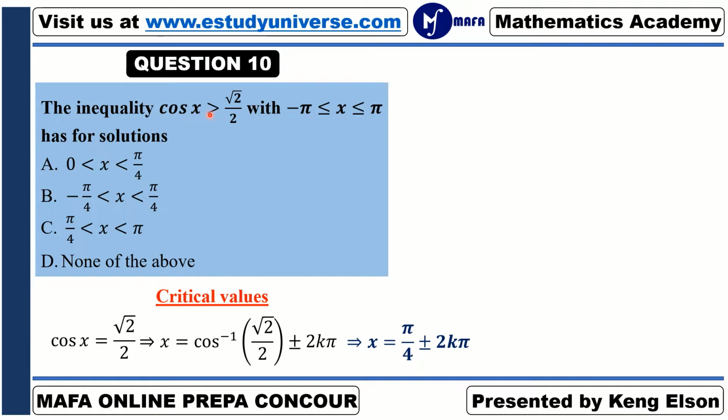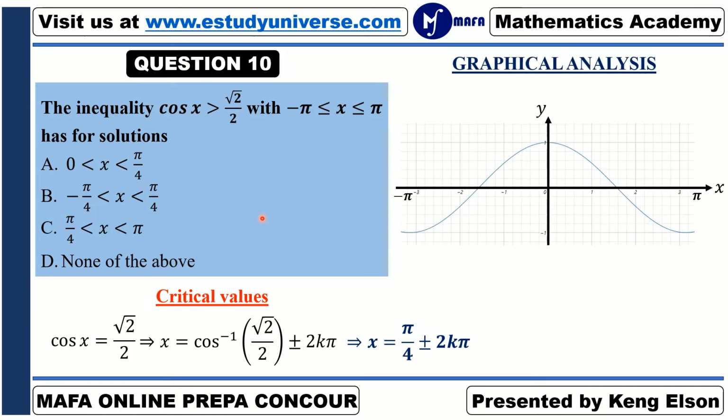Now we are solving an inequality, and I'm going to advise you, whenever you are involved with trigonometric inequalities, go by the graph. So we are going to have a graphical analysis where we draw the graph of cos x in the interval negative pi to pi.